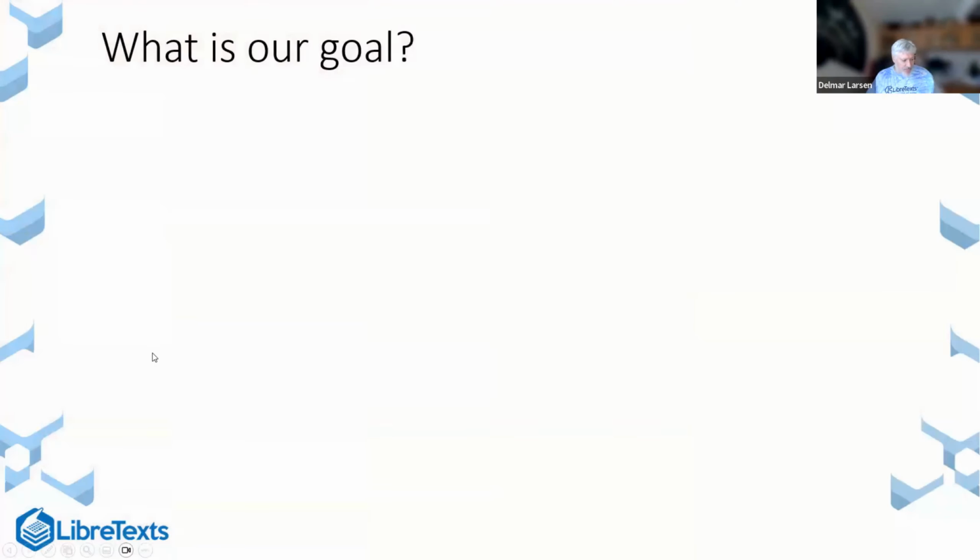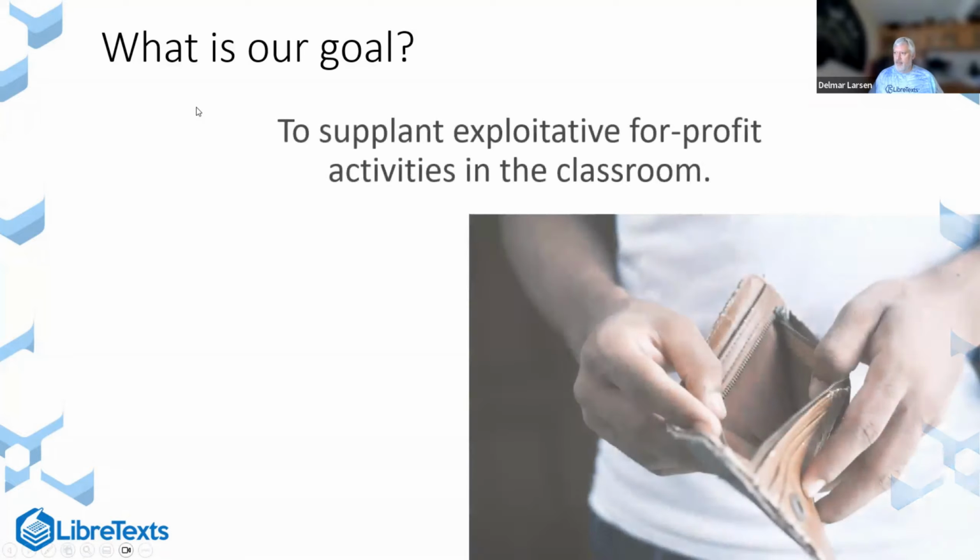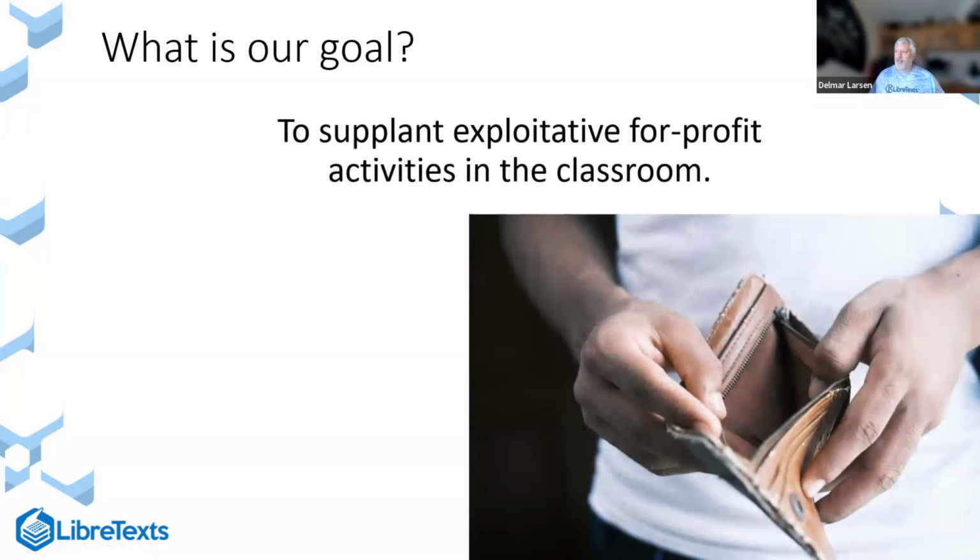So it's important oftentimes to emphasize what our goal is. So we have mission statements and strategy maps and lots of things like that all over the place in order to be able to do it. But the underlying goal that we have is essentially to supplant the exploitative for-profit activities in the classroom. That's basically what we're trying to address.